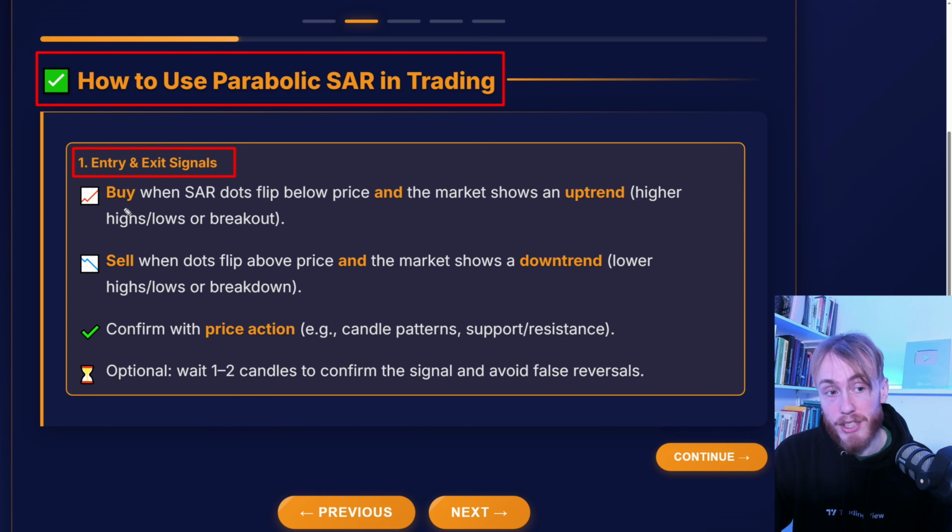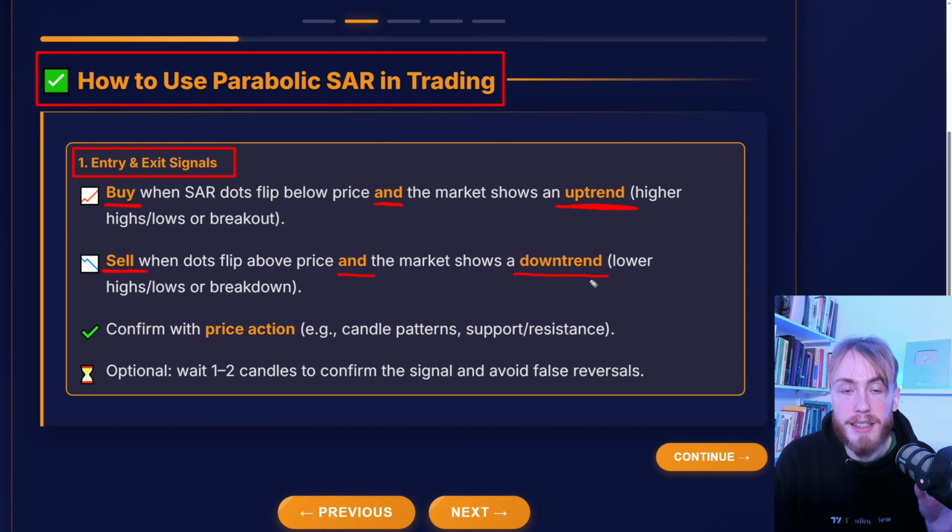And as I mentioned, this indicator is very simple. What you want to look out for is buys when the dots flip below the price and the market shows an uptrend. You want to look out for going short when the dots flip above the price and the market shows a downtrend. And this is a very important first step in the trading strategy.